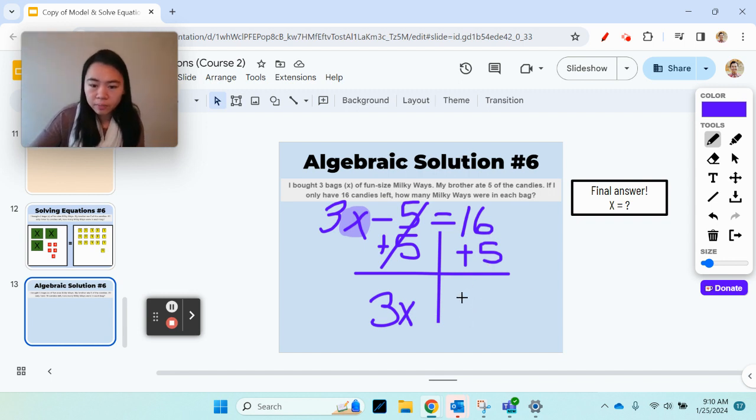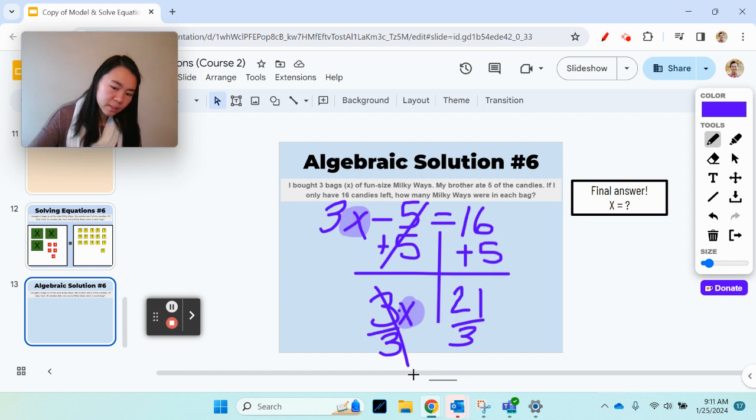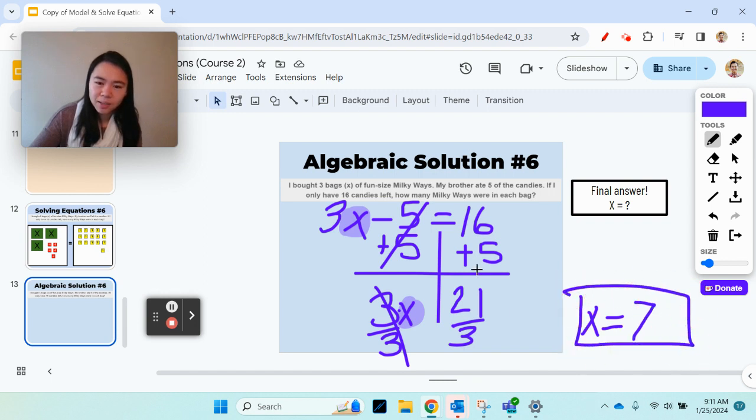16 plus 5 is 21. We still want x by itself. How do I get rid of this times 3? We're going to do the opposite, which is divide by 3. Which means x equals 21 divided by 3, 7. X is 7. Does that make sense? 3 times 7 is 21. And when you subtract 5, you get 16.